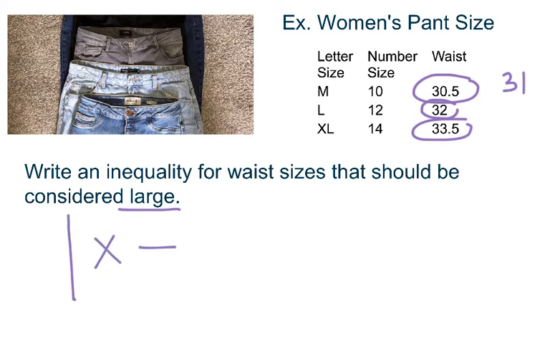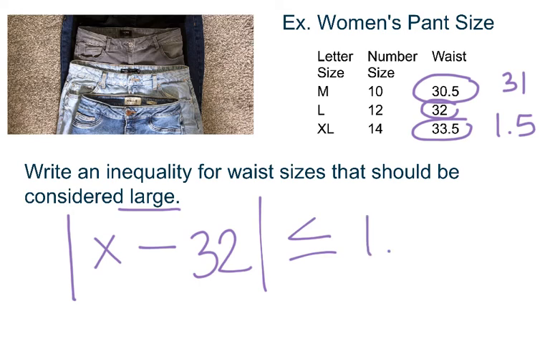I'm going to do a minus sign because it's always a minus sign. The next one should be what I want it to be. So I definitely want the waist size to be a 32, less than or equal to. However, notice how much will you let it go above 32? You'll let it go 1.5 more, and you'll let it go down 1.5. So that's your tolerance level.